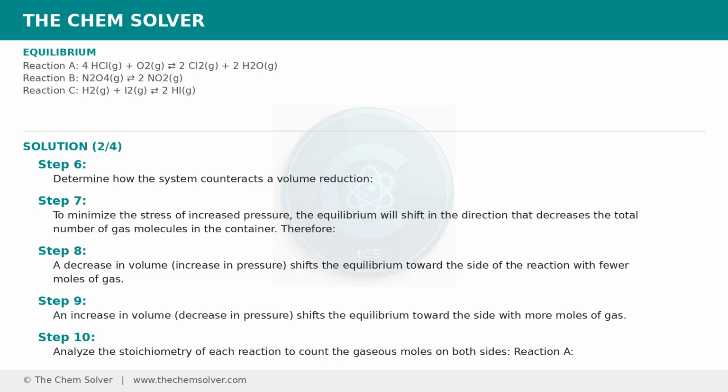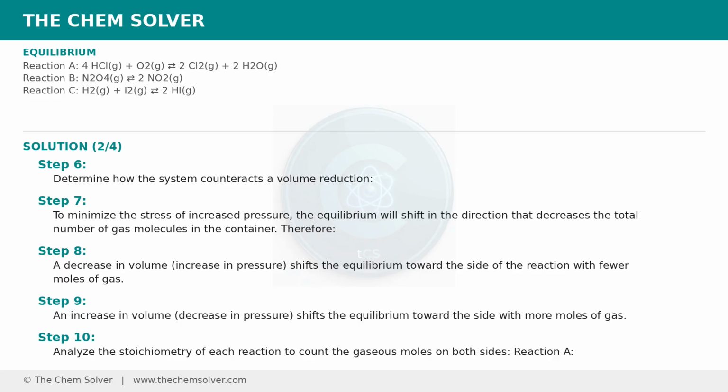Determine how the system counteracts a volume reduction. To minimize the stress of increased pressure, the equilibrium will shift in the direction that decreases the total number of gas molecules in the container. Therefore, a decrease in volume, increase in pressure, shifts the equilibrium toward the side of the reaction with fewer moles of gas. An increase in volume, decrease in pressure, shifts the equilibrium toward the side with more moles of gas.